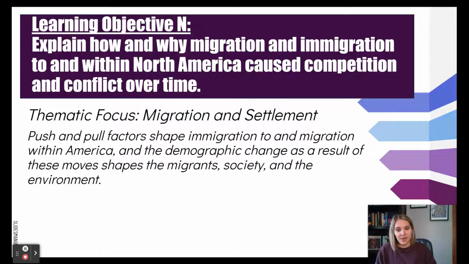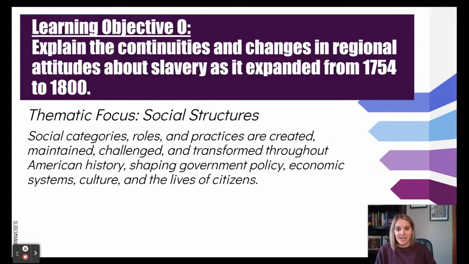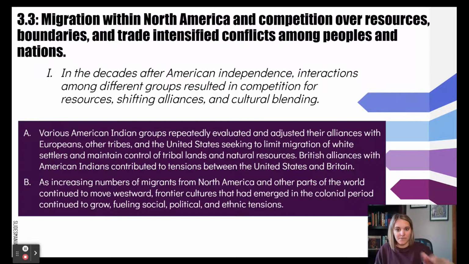So we have two objectives here that we're trying to understand. First, we want to explain how and why migration and immigration to and within North America caused competition and conflict over time. And then second, explain the continuities and changes in regional attitudes about slavery as it expanded from 1754 to 1800. So there are three main ideas involved in this lesson.